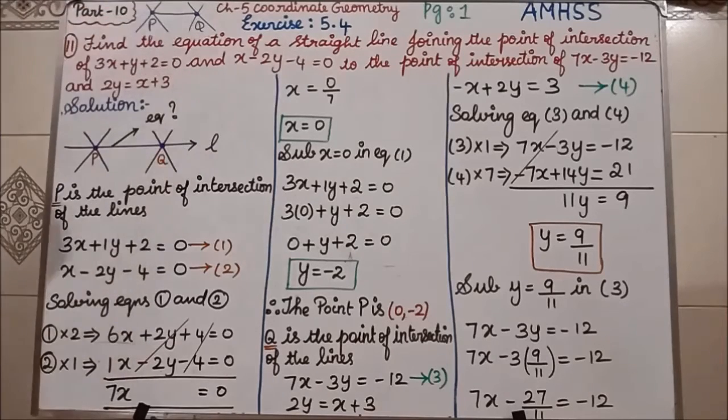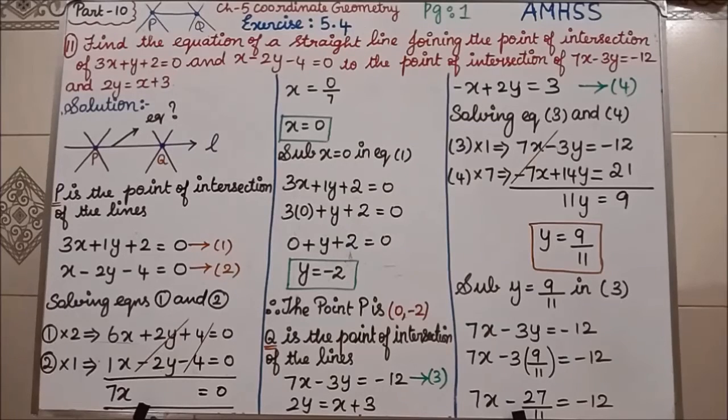Clear? By that time you will get Q point. Now already you are having P point. Now you have found Q point. So using the 2 points, what is the formula for framing the equation of a straight line? y minus y1 divided by y2 minus y1 equal to x minus x1 divided by x2 minus x1. That is our formula. This is a very easy and simple problem only.